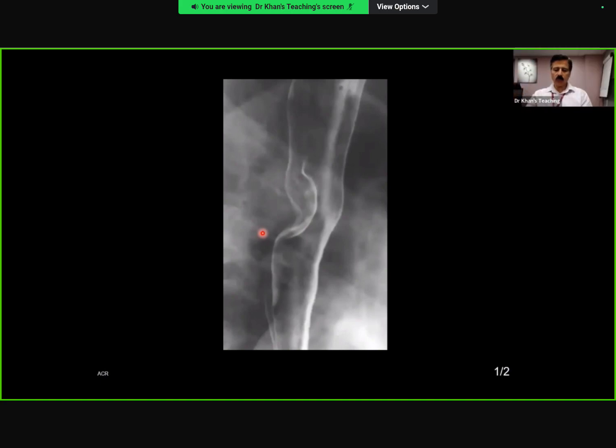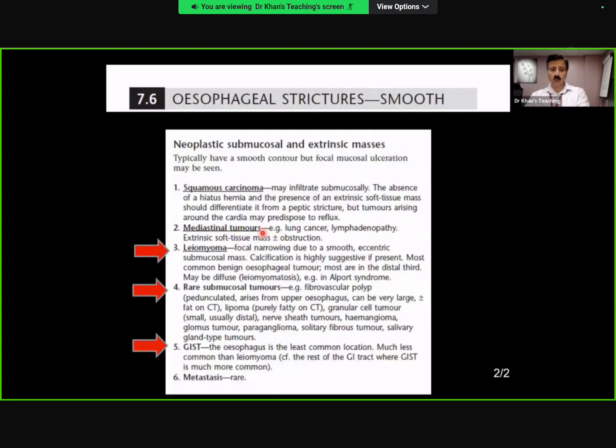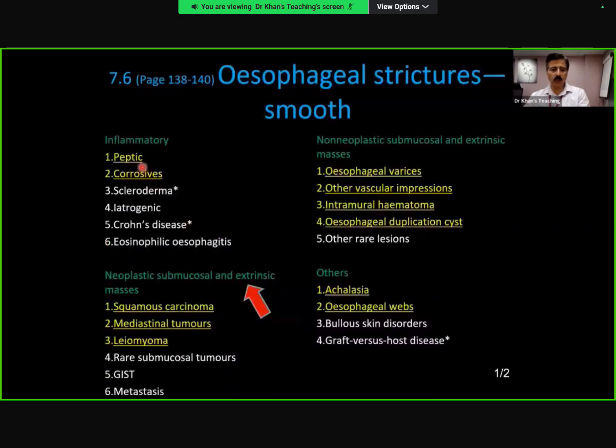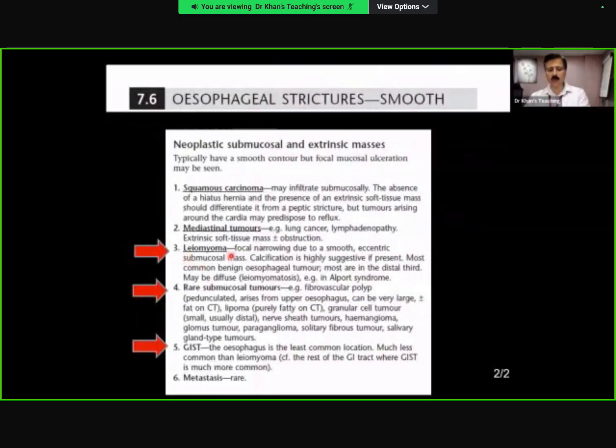Excellent. Now I will take over because of time factor. Well done. So if you see here, this differential will save the day for you. Read it carefully. 7.6. One of the subheadings is inflammatory, neoplastic, and submucosal. So I was going into this territory. Submucosal lesions and extrinsic masses. So submucosal lesions, leiomyoma. Your book tells you that this is the most common, a smooth eccentric submucosal mass. Calcification is highly suggestive, and it can be multiple also.